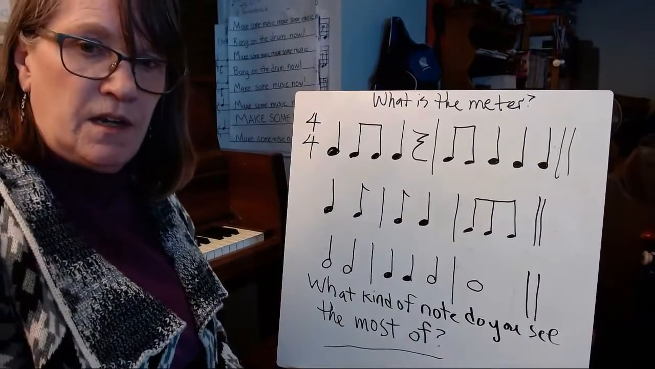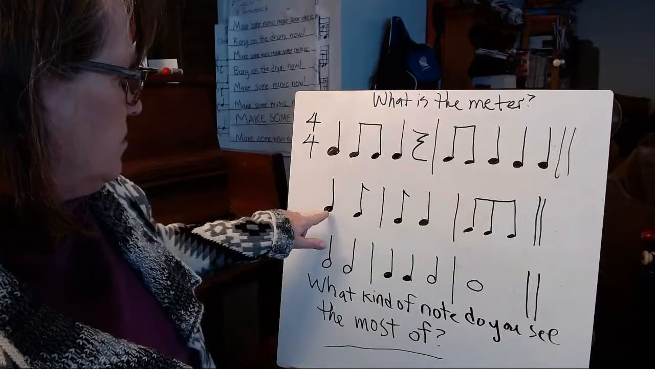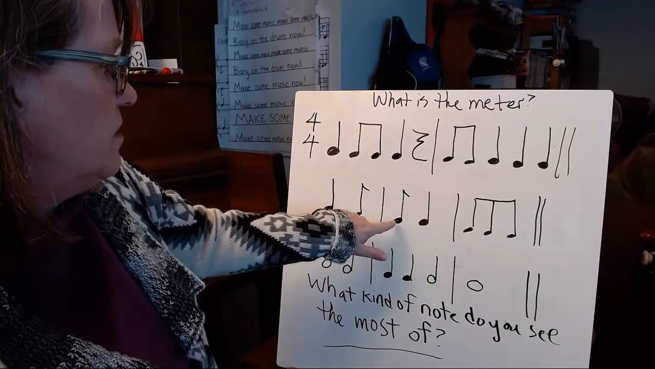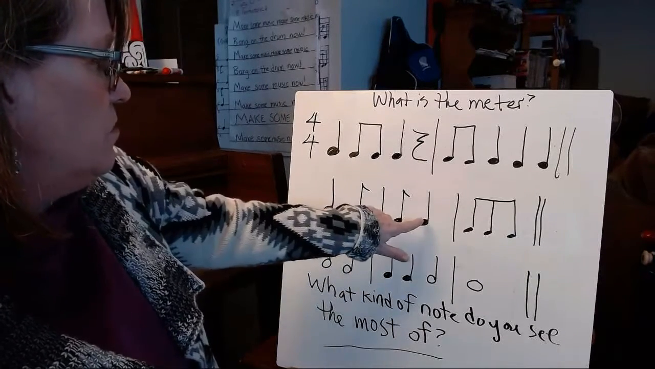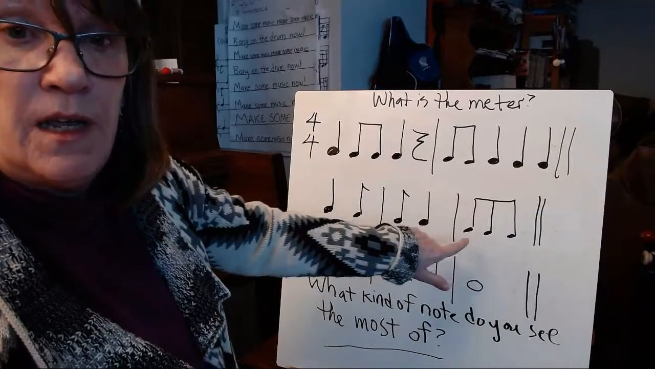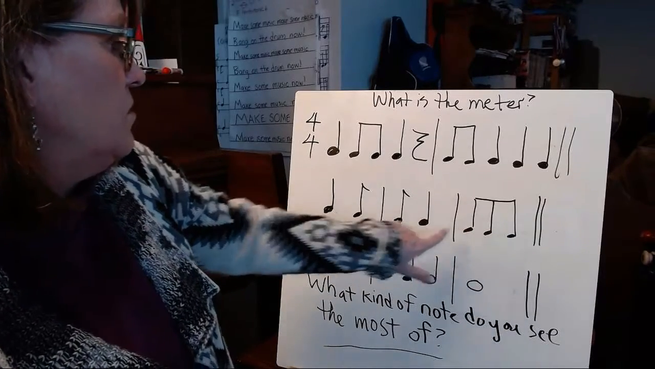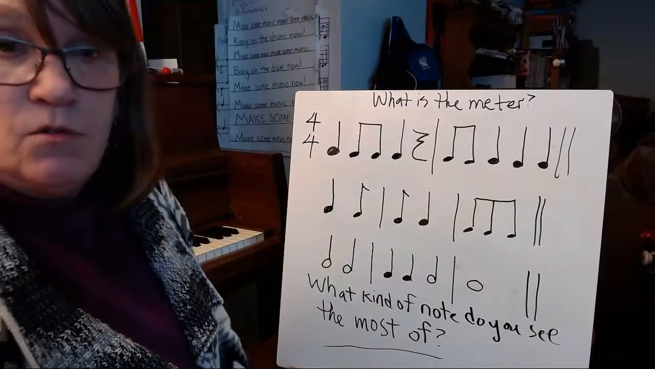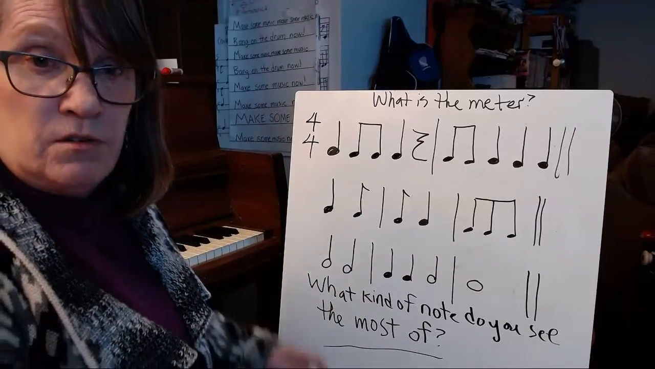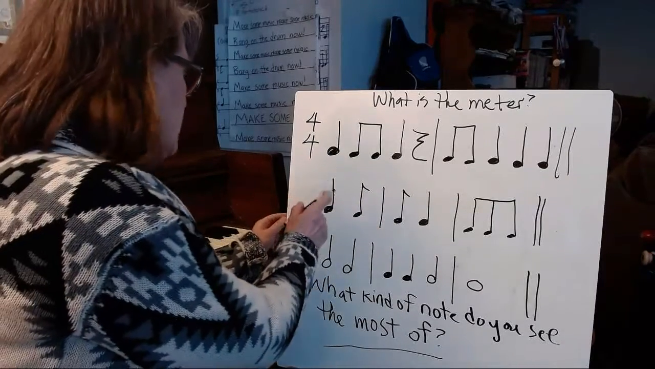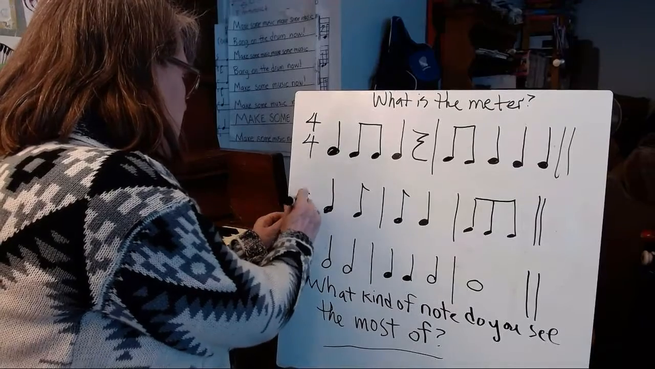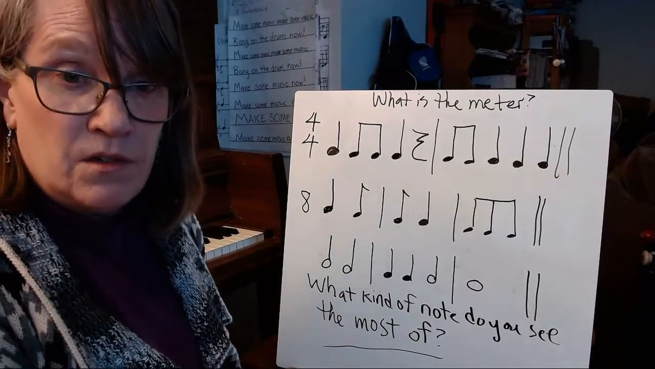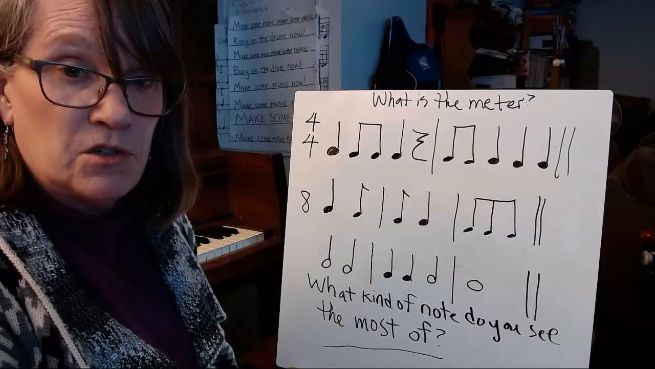Okay, now look at the next one. There's a quarter note, there's an eighth note, so there's 1, 2, and 2. But then there are 3 eighth notes. So altogether there's 1, 2, 3, 4, 5 eighth notes and only 2 quarter notes. So what we're going to do is we're going to put an 8 on the bottom. And then we're going to count up the number of eighth notes in each measure.